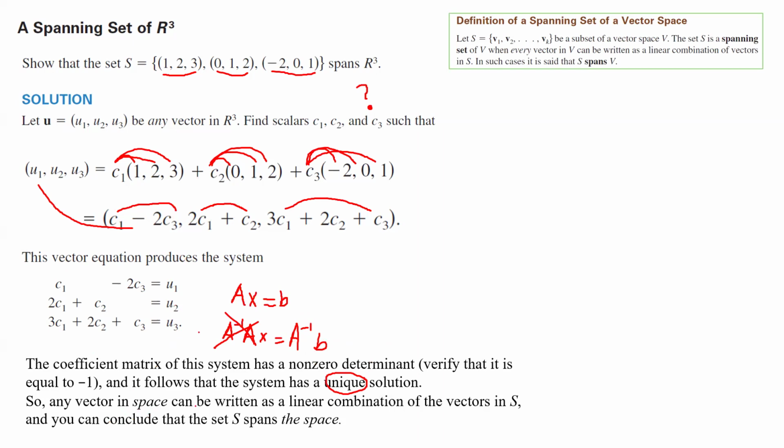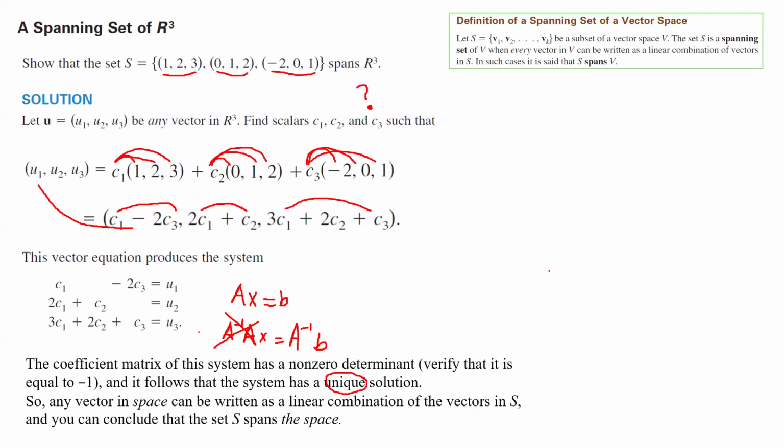So any vector in the space can be written as a linear combination of the vectors in S. And you can conclude that the set S spans the space itself. Perfect. Let us go to the next slide, everybody.